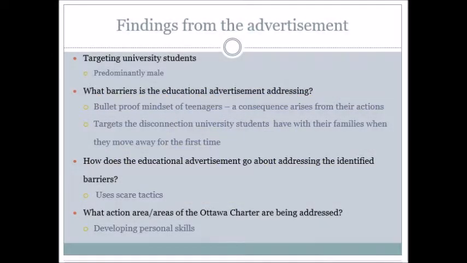So now that you have taken some time to answer the questions from the advertisement, we can review your findings based on what I found from the advertisement. I found that it was targeting university students and also predominantly male. There are very few females shown throughout the advertisement, and all the main characters in the car are male. The barriers that the educational advertisement is addressing: I thought the main focus was that it was targeting the bulletproof mindset of teenagers. A lot of teenagers, as we have looked through in the previous weeks, don't feel that there is a consequence that arises from their actions. And of course, in the advertisement, there was a severe consequence for the actions of the students.